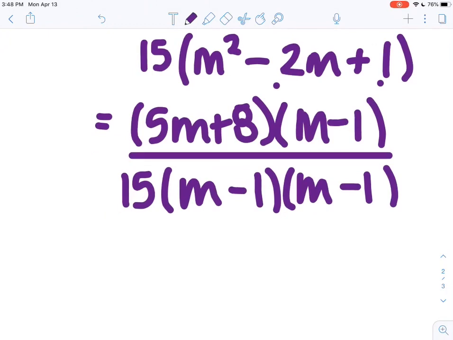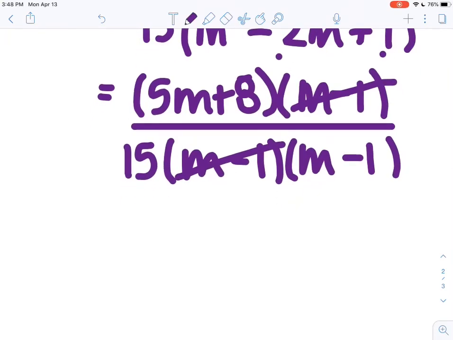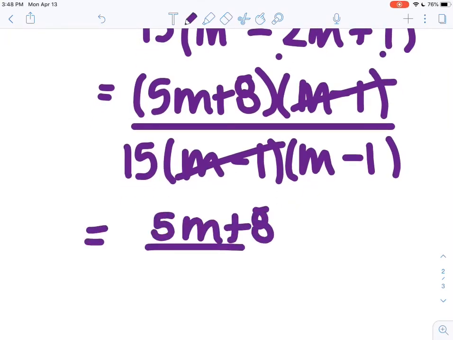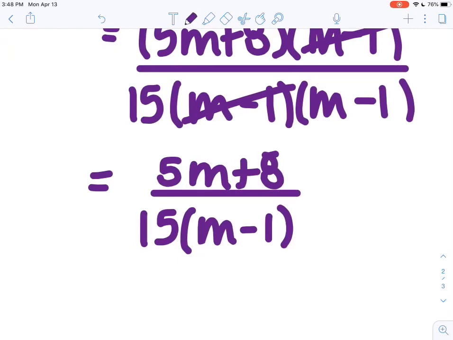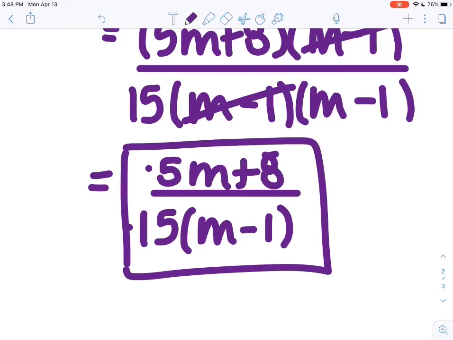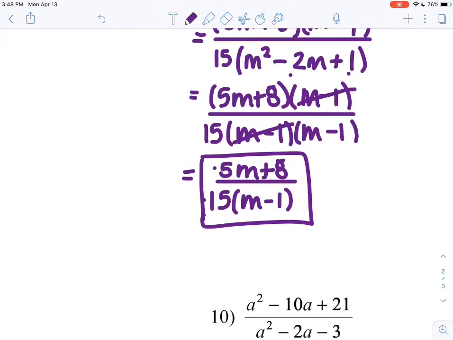And now I'm looking for matches. So one pair of m minus 1 can cross out. Everything else stays. So in the numerator, I have 5m plus 8 left. In the denominator, I have 15 and another m minus 1. Again, I can't simplify the 5 and the 15 because the 5 is a part of a binomial where the 15 isn't. Okay, the 5 is a part of binomial. You cannot do that, so you got to leave your answer as is.